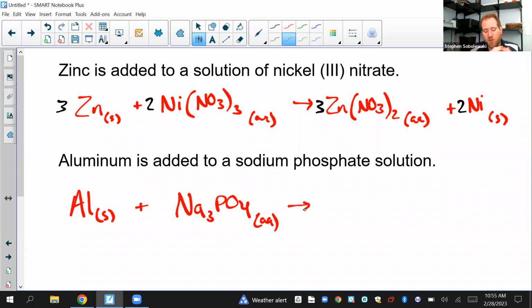All right, so what's going to try to replace what here? Well, the lone element is aluminum. That's a metal. Metals replace metals. So the aluminum is going to try to replace sodium. Can it do so? No, it cannot. Aluminum is below sodium. So try as it might, it's not able to do that. So we simply write no reaction. We don't need to even finish it out or balance it. We can move on to the next problem.